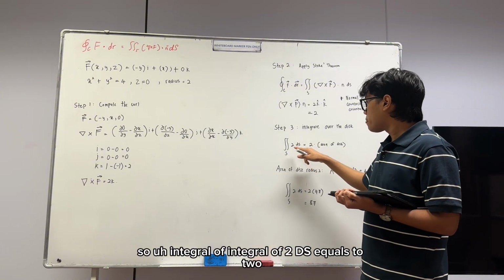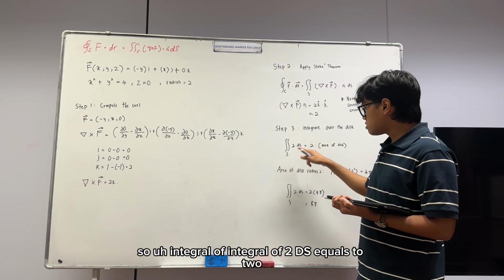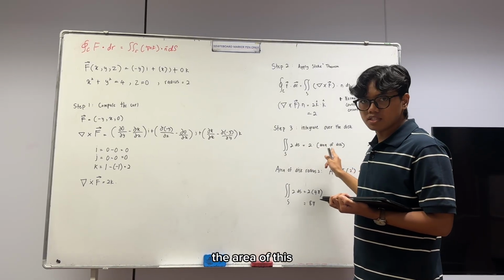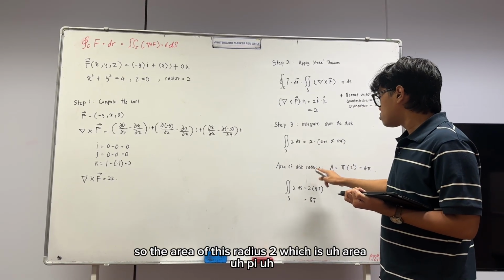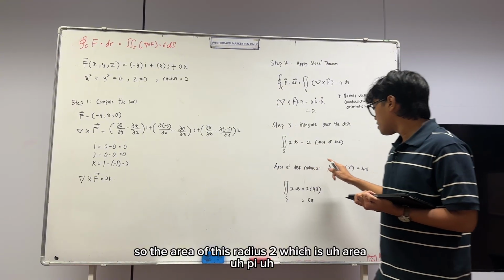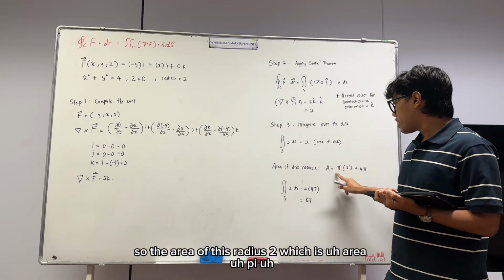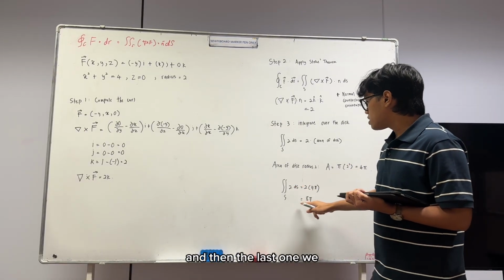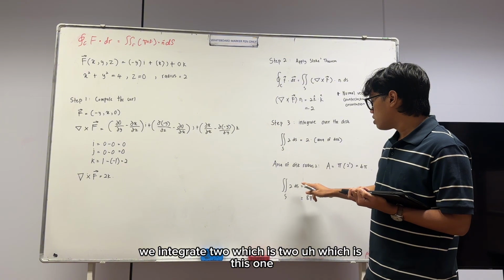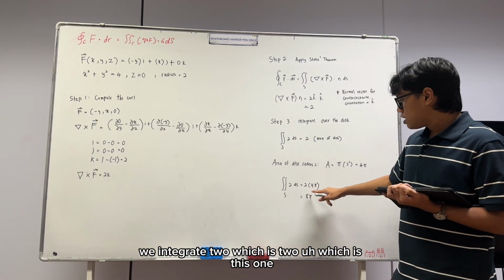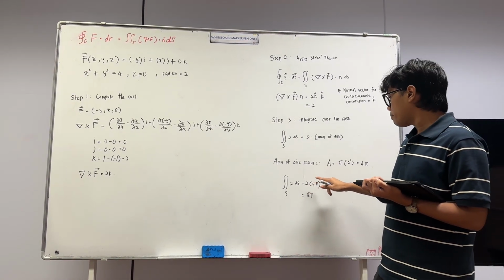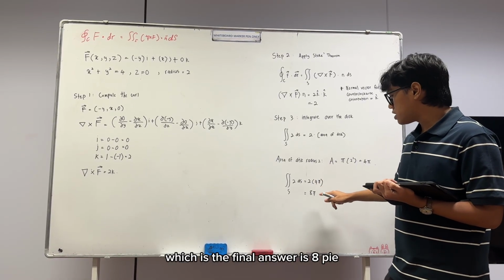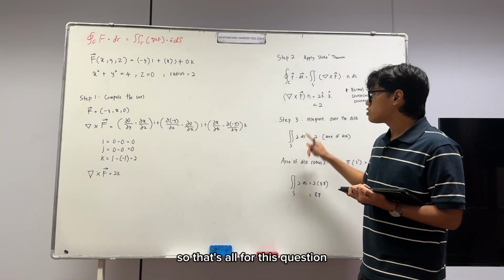The integral of 2 dS equals 2 times the area of this. So the area of this radius 2 circle is pi times 2 squared, which is 4 pi. And then the last one, we integrate 2, which is 2 multiplied by 4 pi, so the final answer is 8 pi. So that's all for this question.